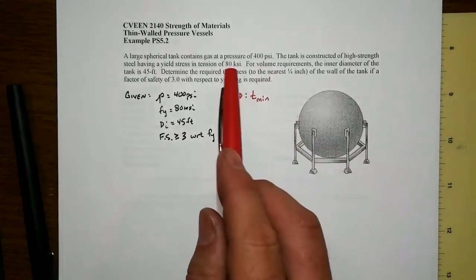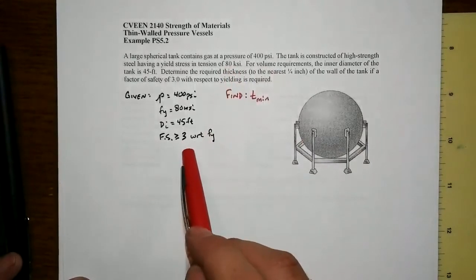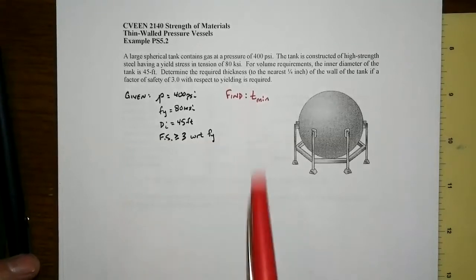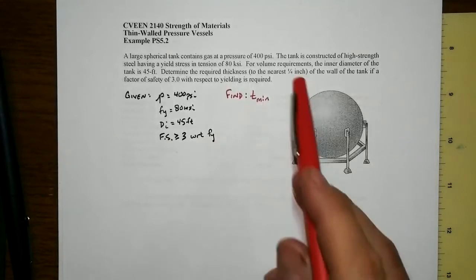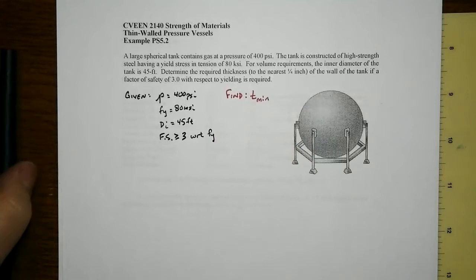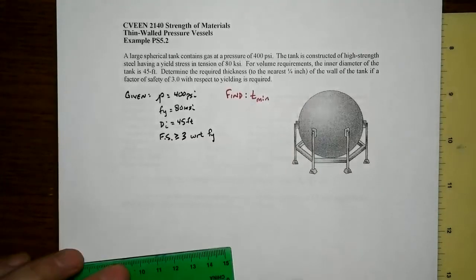We're using steel that has an 80 ksi yield strength, and we want a factor of safety that's at least 3 with respect to that, right? And we want to find out what the minimum thickness is, and then increase that to the nearest quarter inch for the design of our tank, right? So there's a couple of things we'll do right off the bat.